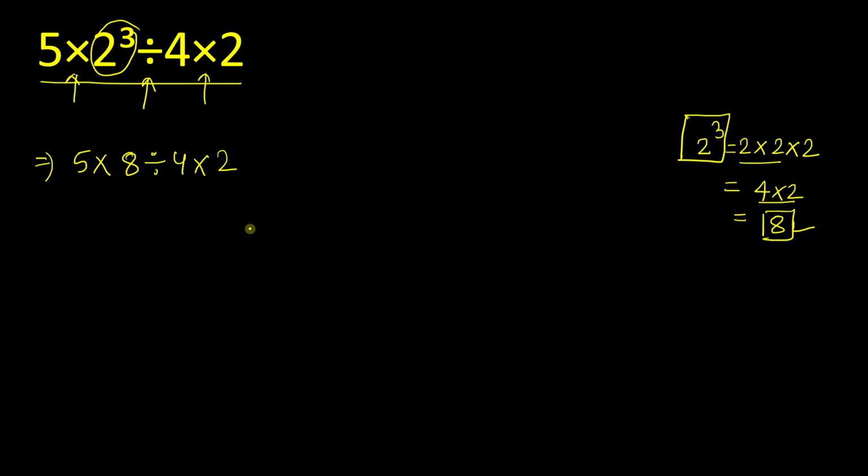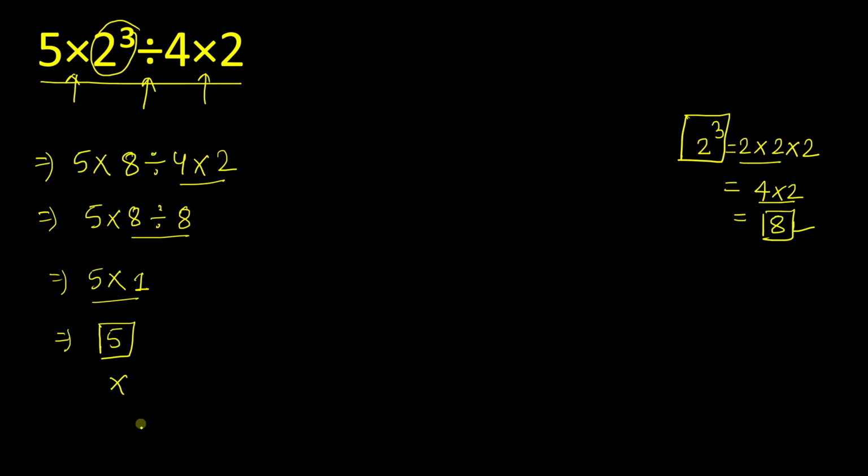Now, many are solving it like 5 times 8 divided by 4 times 2, this will be 8. And 5 times 8 divided by 8, this will result in 1. And 5 times 1 will be the answer, 5. So this is the wrong way to do these math operations.